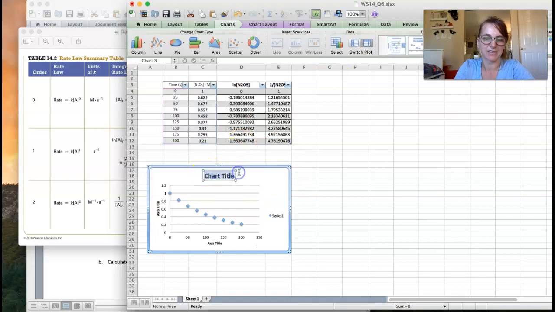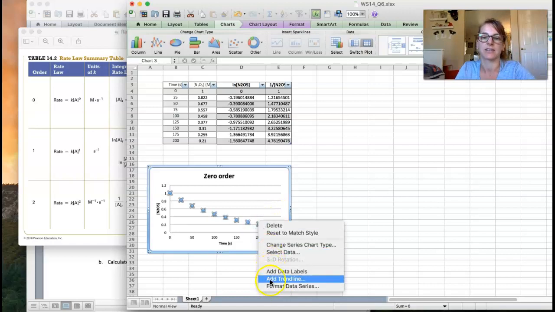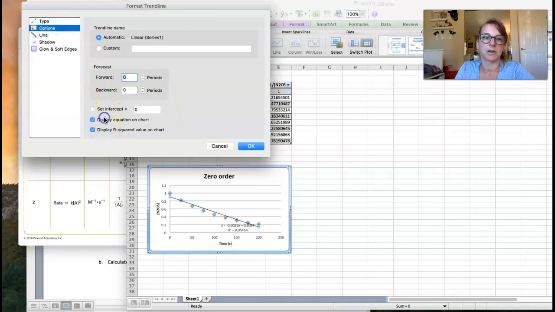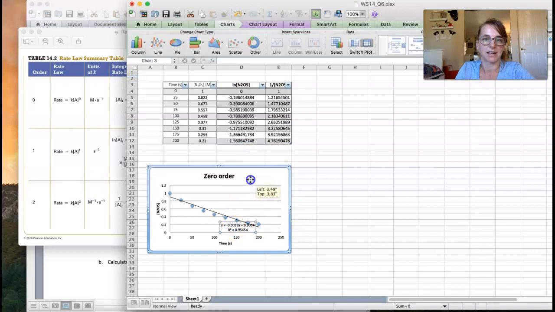I just want to make sure we have these all labeled here when we're analyzing them. So zero order, we have time in seconds on the x-axis, and then the concentration of dinitrogen pentoxide. I'm not going to make it pretty and do the subscripts because that will take too long, but anytime you're plotting data, make sure it looks pretty. All right, and then I'm going to right click and add a trend line. And I always go to options and I display the equation and R squared value, and we'll talk about that in a second in the chart.